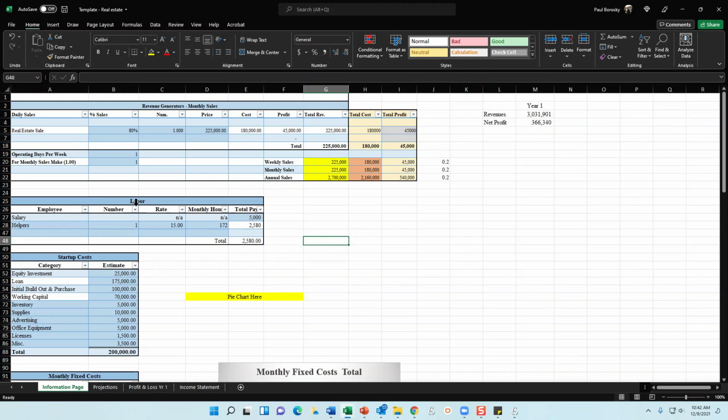In the salary section, the labor section, we're saying that you're going to be the only employee and you're paying yourself about $5,000 a month. Again, you can change this information right here. And then you might have one helper or one assistant that you're going to be paying $15 an hour. If you're not going to have any assistants, then all you do is put a 0 right there, and boom, that information is removed and your net profits go up. However, if you are going to have one or even two assistants, then you just put that information right here, and the financial projections are updated accordingly.